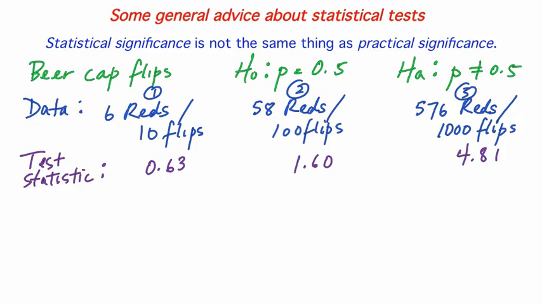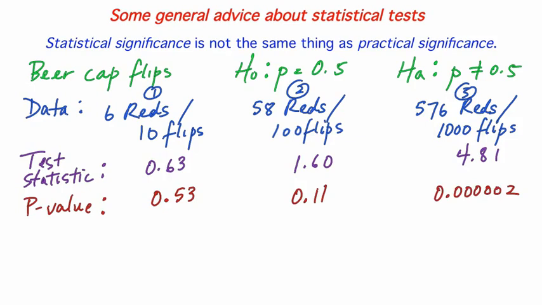But effectively, our data were all the same or very similar. Each of the data sets had very close to 60% reds. So why are these test statistics so different? Well, don't forget that the test statistic has n, the sample size, in it, and that can make a big difference. When we calculate the p-values, we get a large p-value for data set 1, a reasonably large value for data set 2, certainly not small enough to reject the null hypothesis. But for data set 3, we get an extremely small p-value, so we have extremely strong evidence that the proportion of times a beer cap comes up red is not 50%.